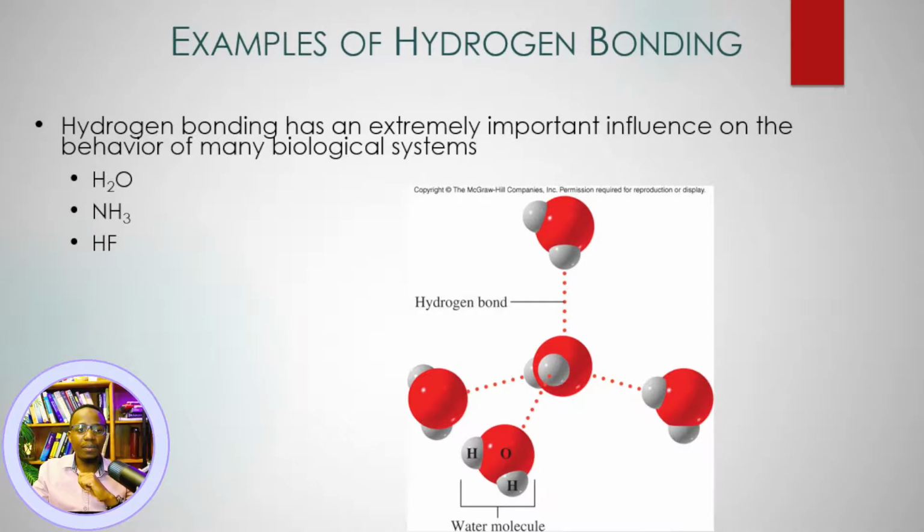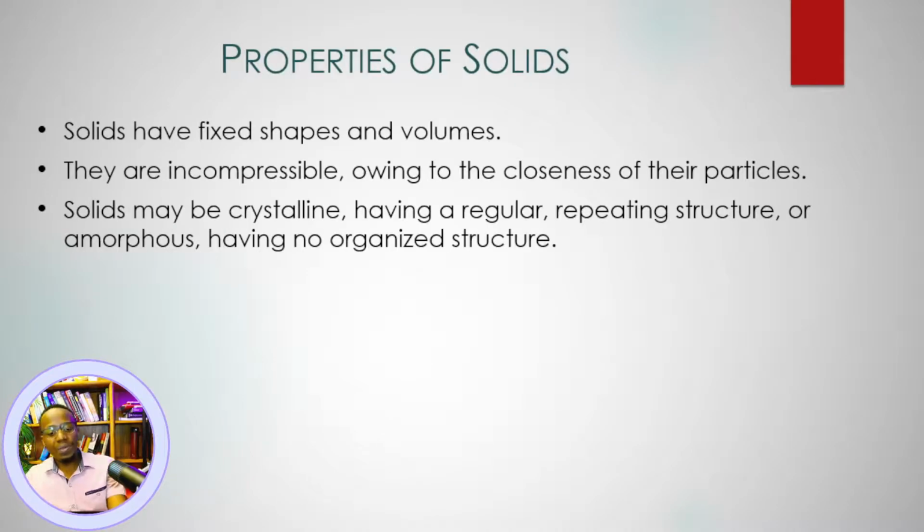But moving on to solids, right? Solids have a few spatial characteristics that make them different. First of all, we know that they have a fixed shape and volume, and this is different from your liquids and gases because we know that liquids occupy the shape of the container, right? They are incompressible, even more so than the liquids, right? And more importantly, they can be crystals, right? They are crystals that have a regular repeating structure, right?